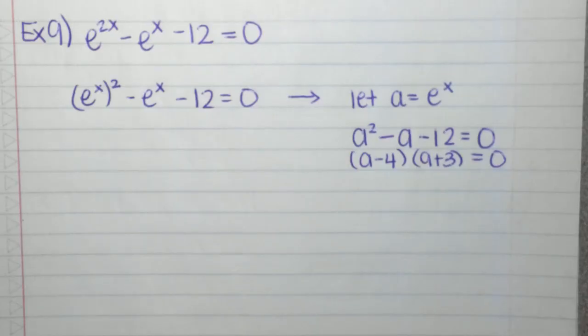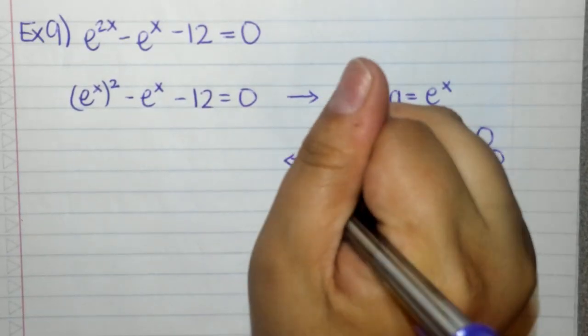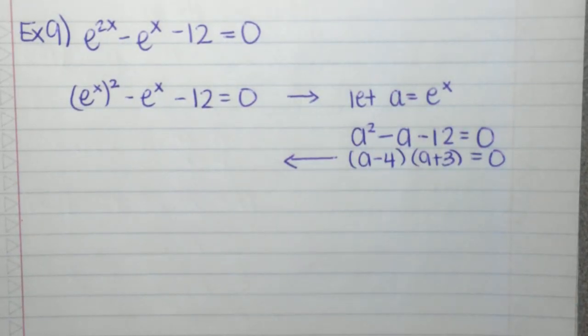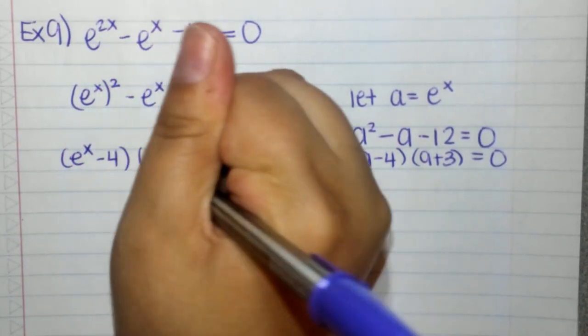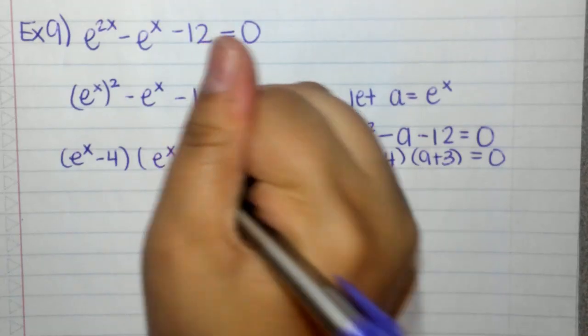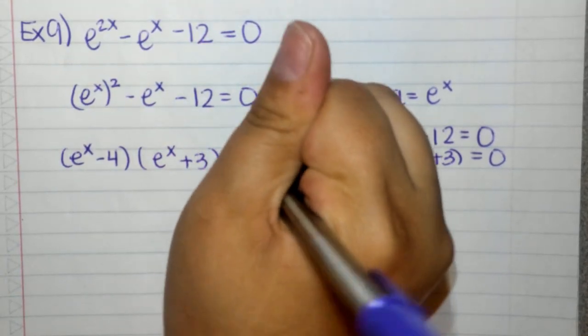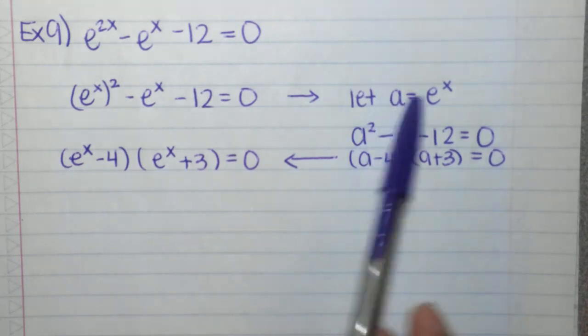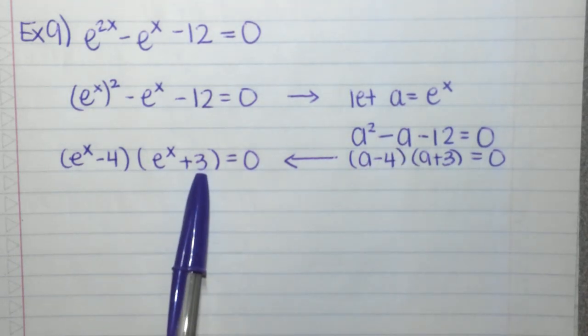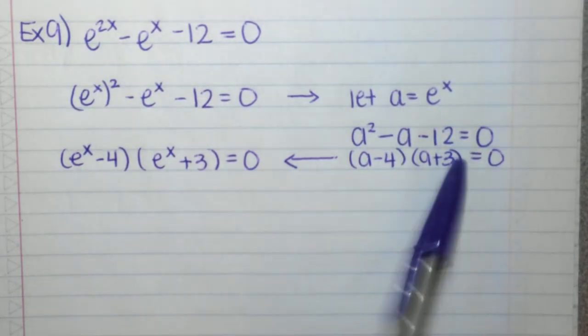What questions do I have so far? Are we okay? Guess what? We're going back. But instead of a, what am I now going to write? e^x minus 4, e^x plus 3. Don't forget equals 0. Some of you are going to be able to not do this right side and just figure that out. I personally am always going to make it equal a and do that for y'all.